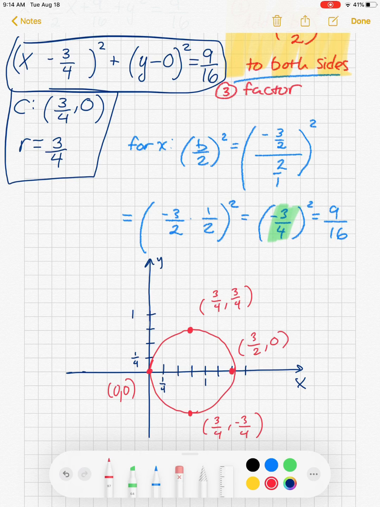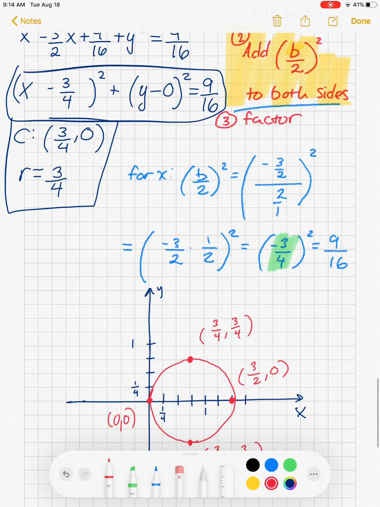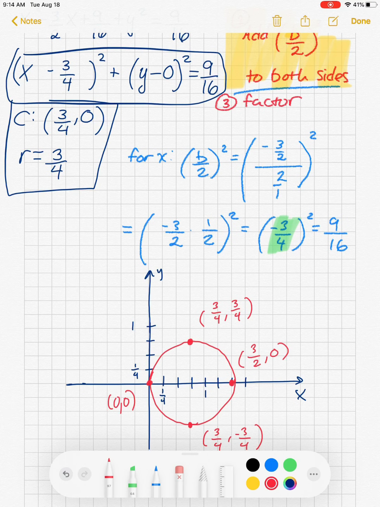Okay. So this completing the square trick, it comes up in several contexts. I mentioned that. So we'll be seeing that again as we continue.